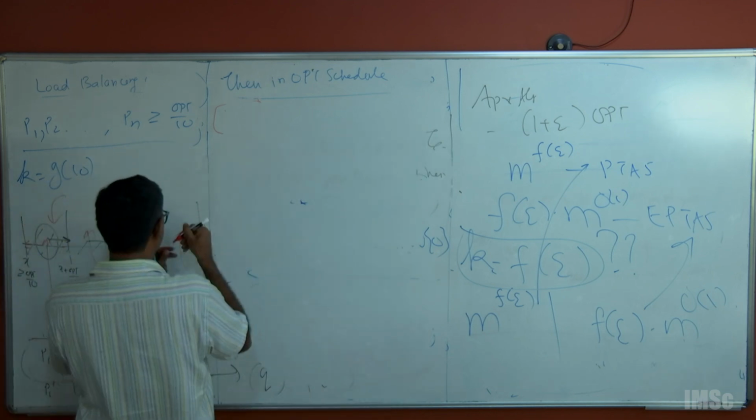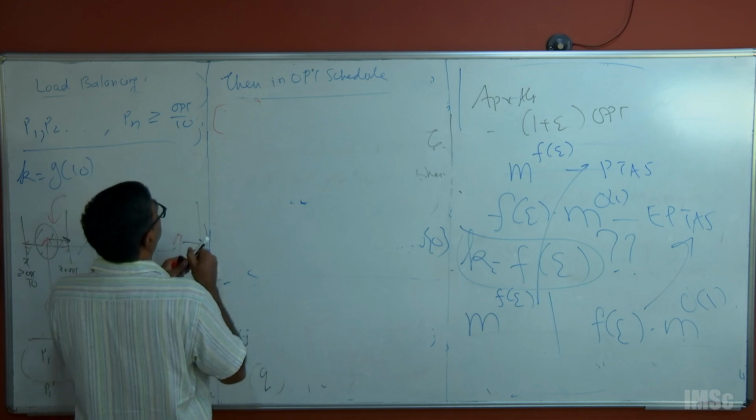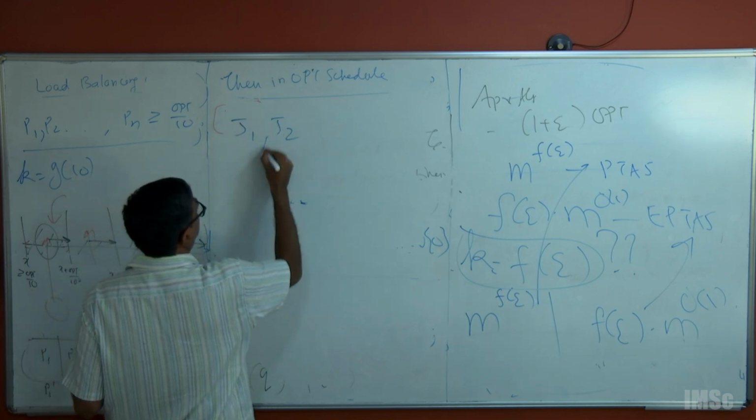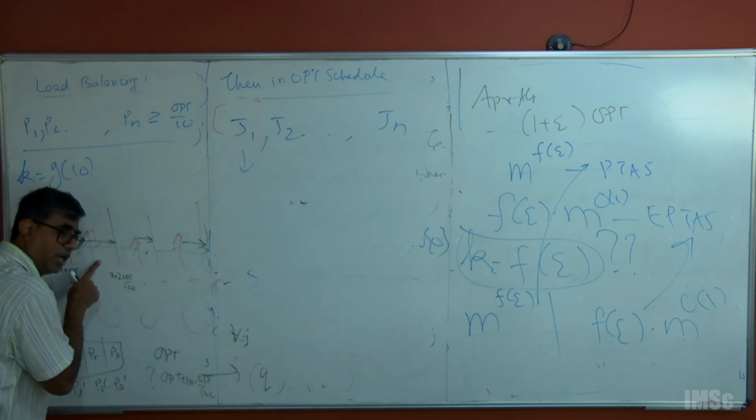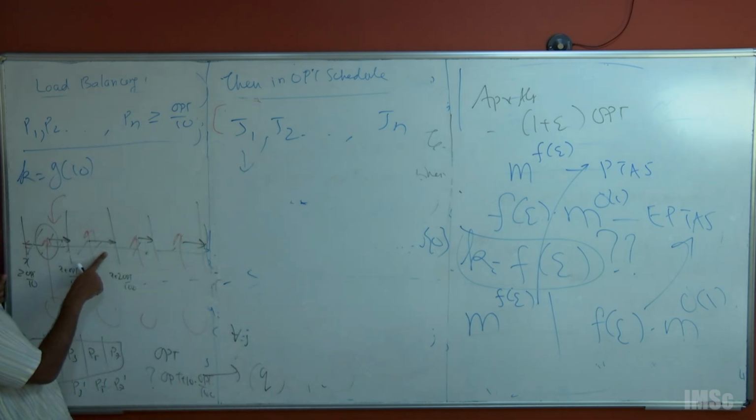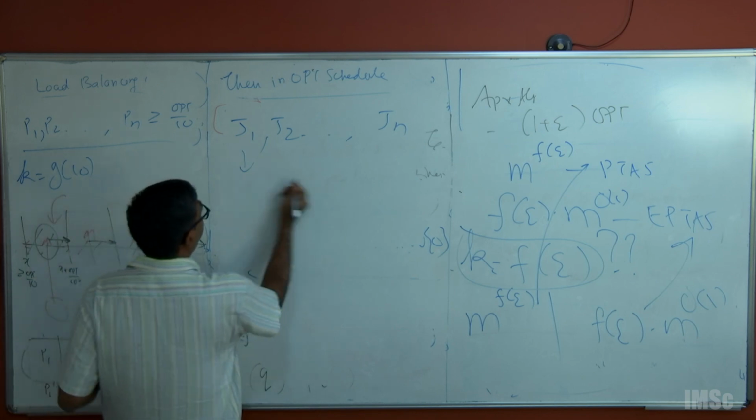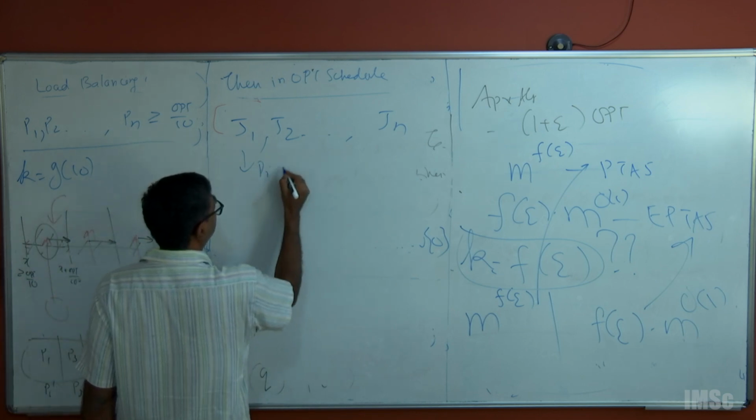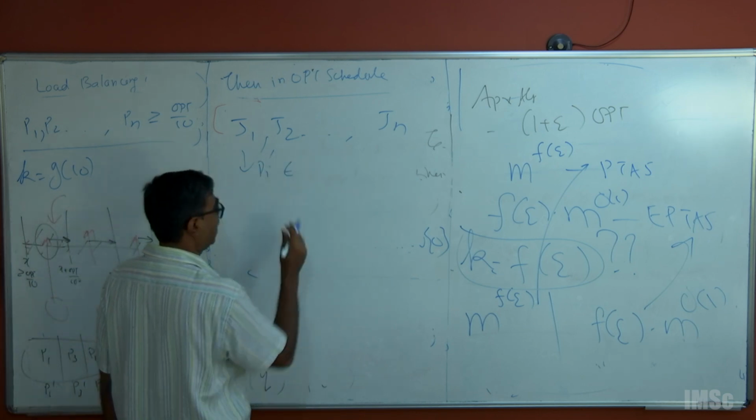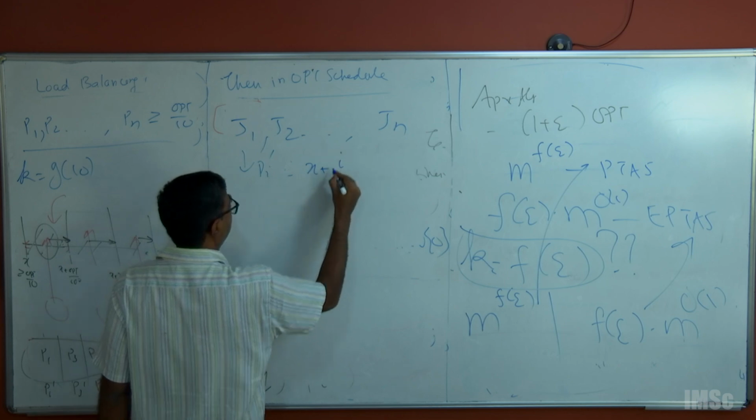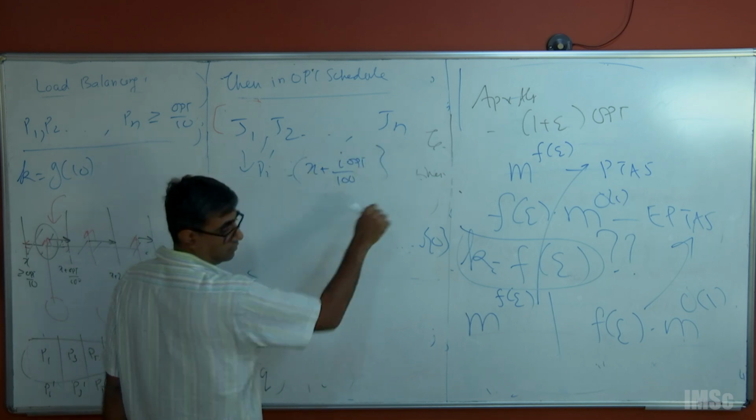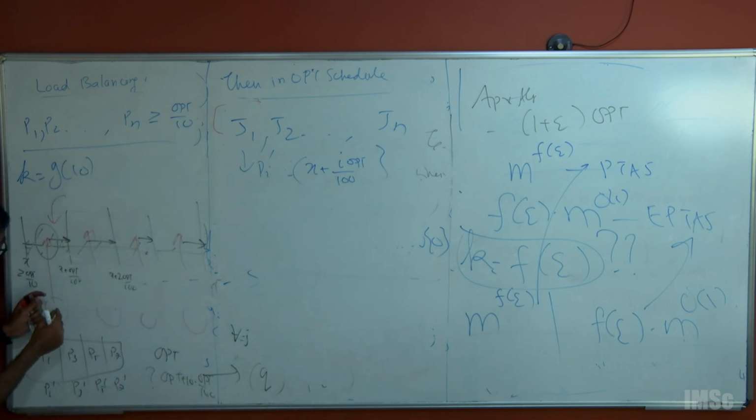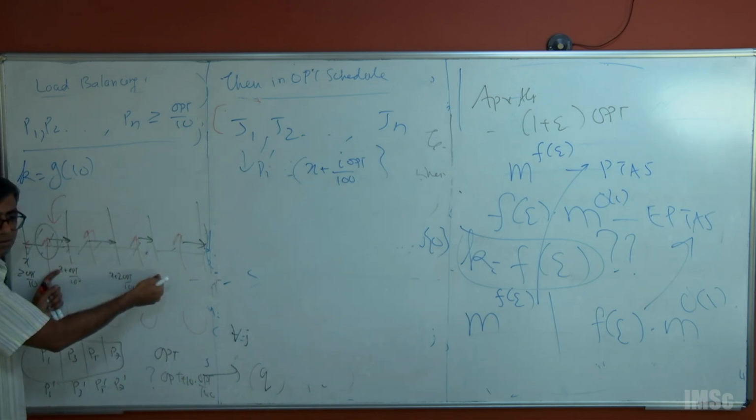Jobs remains the same. Jobs remains. Now processing time. I say, which bucket are you falling in? He says, oh, I'm here. So each bucket, each processing time is an element of, now I say, what is Pi prime? It is nothing but some x plus i by opt by 100. This is your processing time. What is your processing time? If you are here, the next one, right?